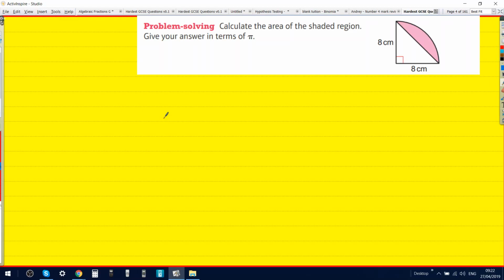I'm guessing I need to find out the third length of the triangle first. Not necessarily. It asks for area. Let me show you. Okay, so the area of the triangle is 32, and then to work out the area of the circle, it's pi r squared. Yeah. And this isn't a full circle though.